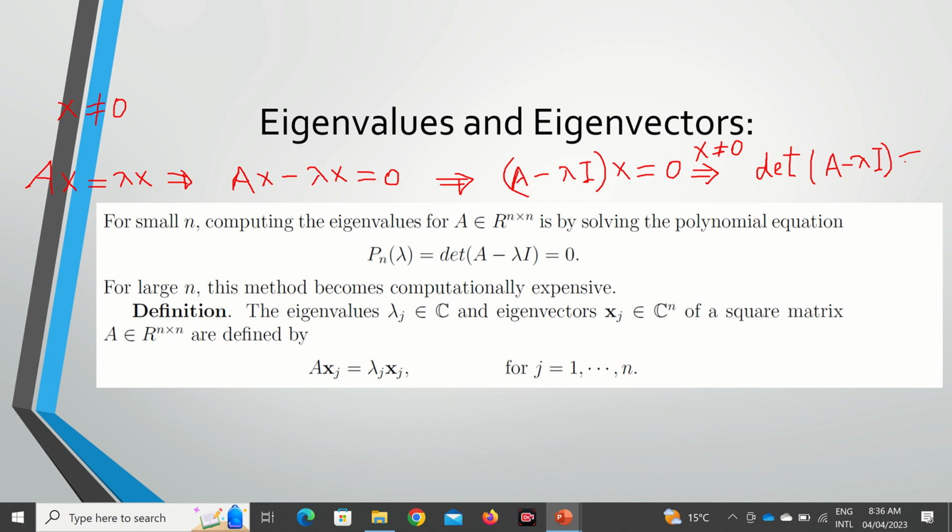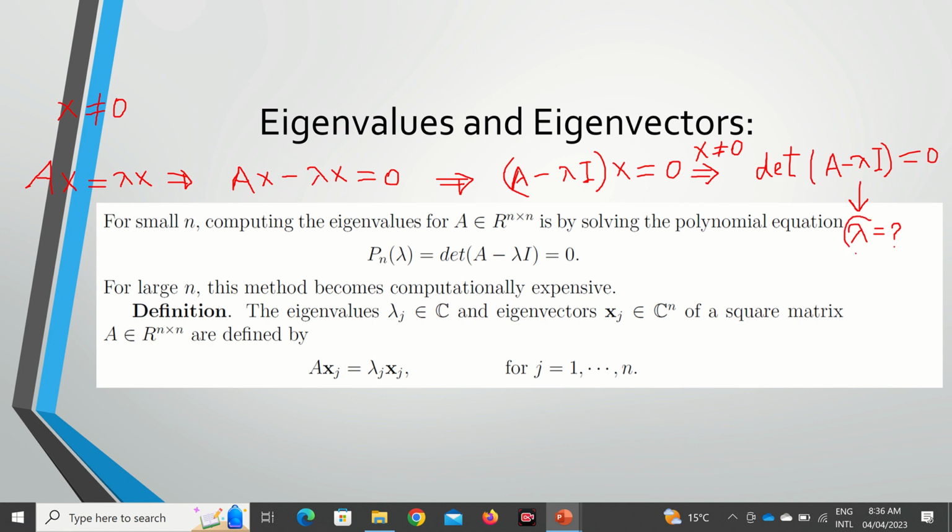So that's why we take what? We should take this determinant of A minus lambda I to be 0. Okay, and that will give you what? That will give you obviously a characteristic equation. Then you just need to solve this characteristic equation to find the values of lambda. And these lambda will be representing what? These lambda will be representing the eigenvalues.